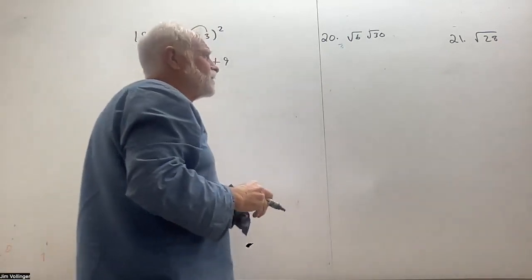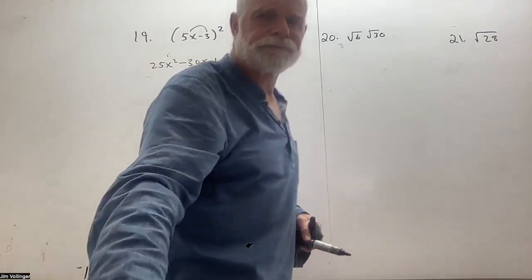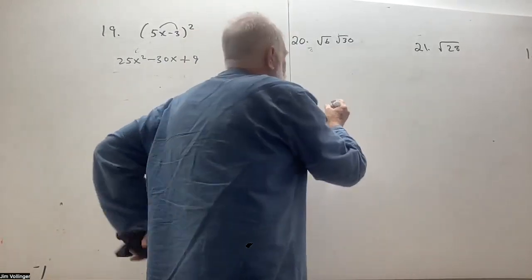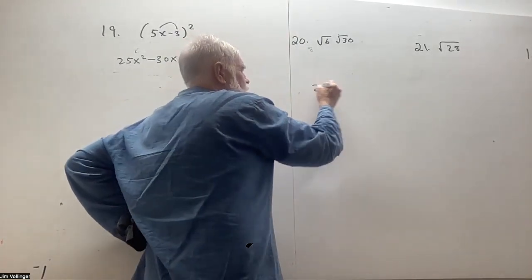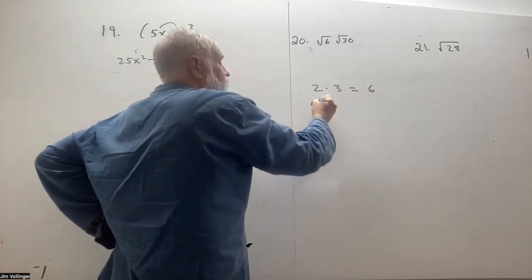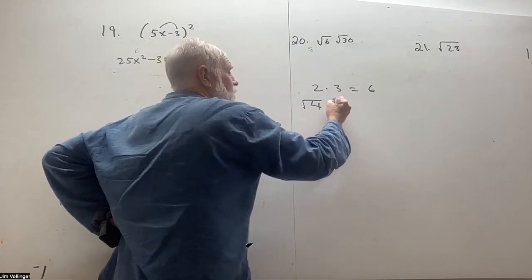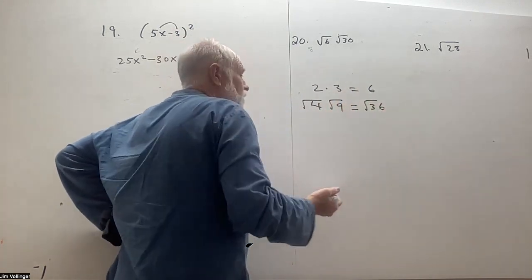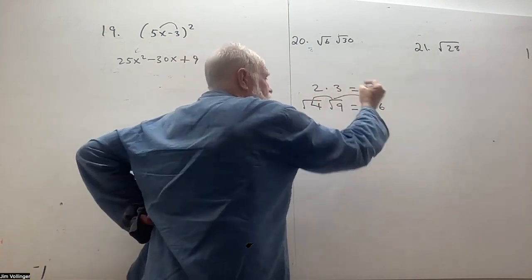All right, square root of 6 times the square root of 30. I guess you can see it already here. Yep. So we started this discussion with 2 times 3 equals 6. And then we said 2 is the square root of 4, 3 is the square root of 9, 6 is the square root of 36. Okay, so a square root times a square root is a square root.